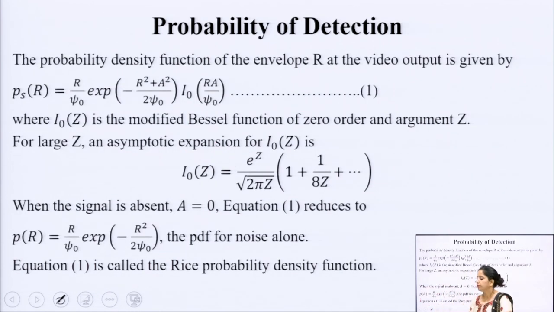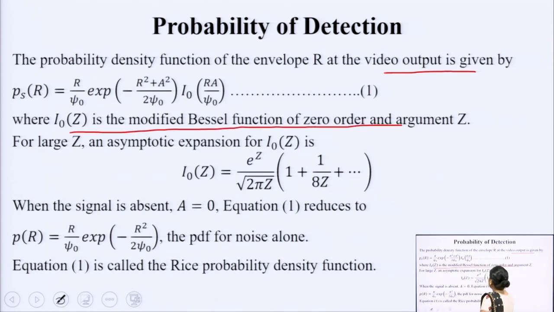Now comes the probability of detection. Probability of detection means the probability that the signal coming from the envelope is above the threshold and it is actually a target, it is not noise. And it is given by this expression. The probability density function of the envelope R at the video output is given by this expression, where I naught is the modified Bessel function of the zero order and argument Z.